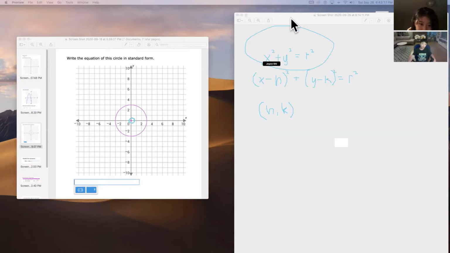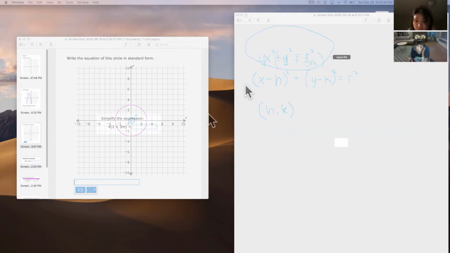However, for example, if the middle of the circle was at 1 comma 1, it would be x minus 1, y minus 1. So h would be 1 and k would be 1.